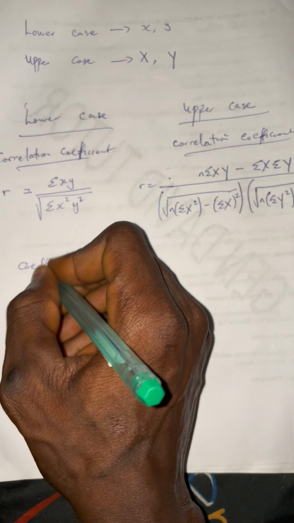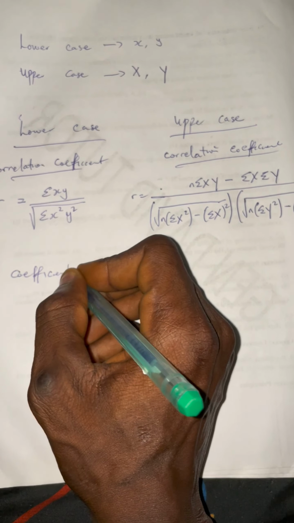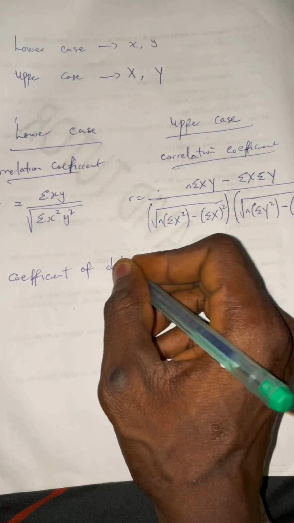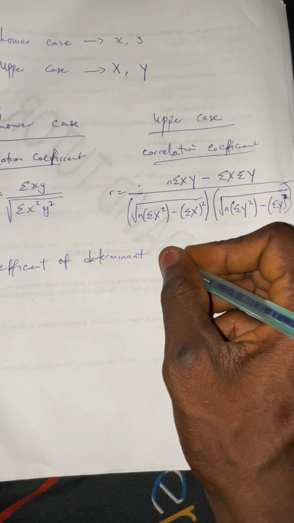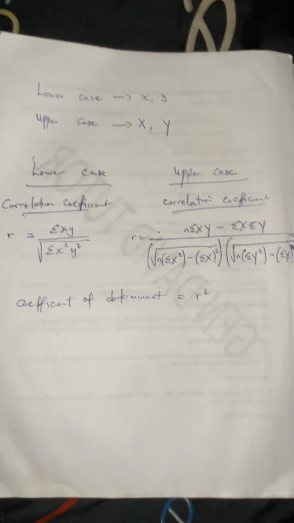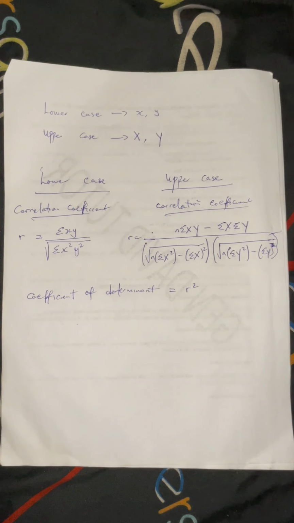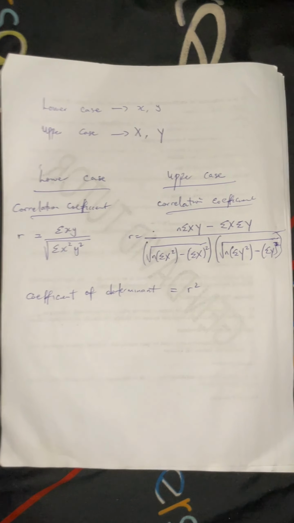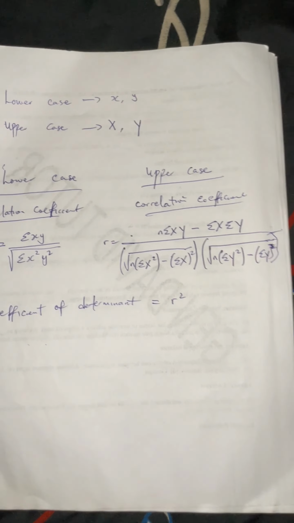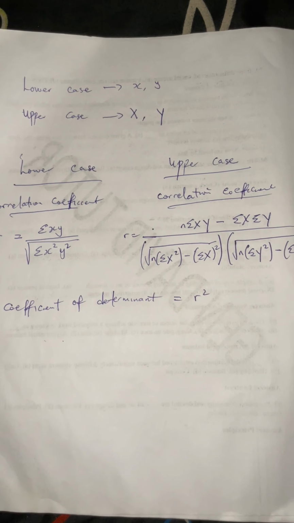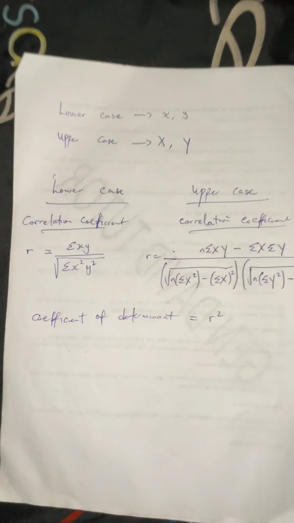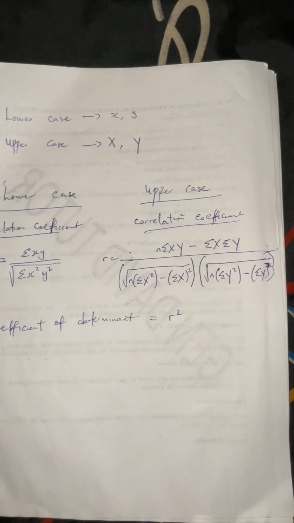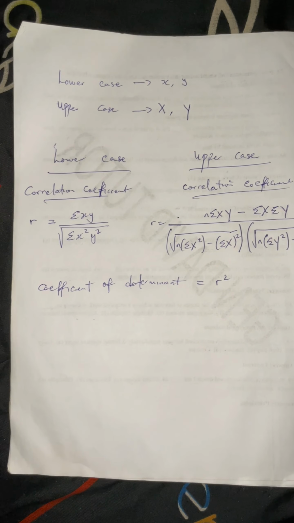Now we have what is known as the coefficient of determination. The coefficient of determination is R square. That is, after you have found the correlation coefficient, you can get the coefficient of determination. So the correlation coefficient is R, and the coefficient of determination is R square. So we are good to go. Now let us see some questions.